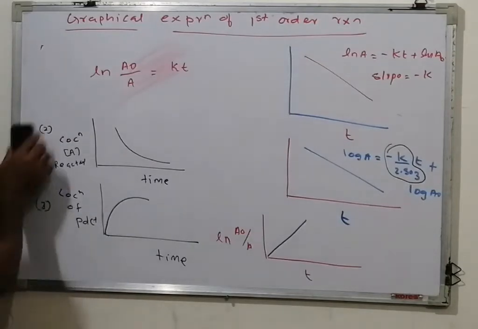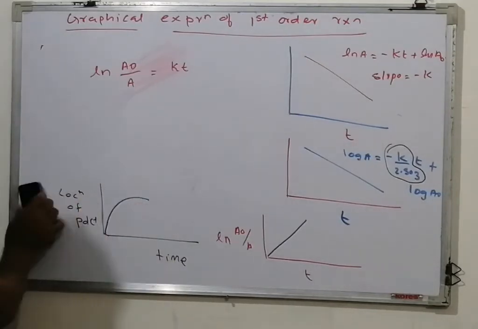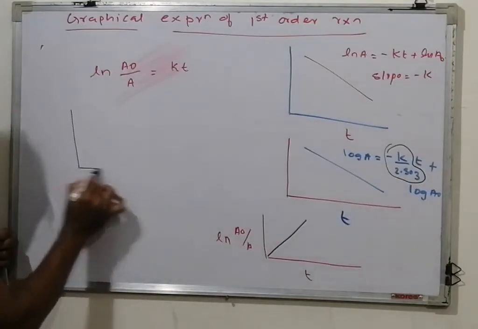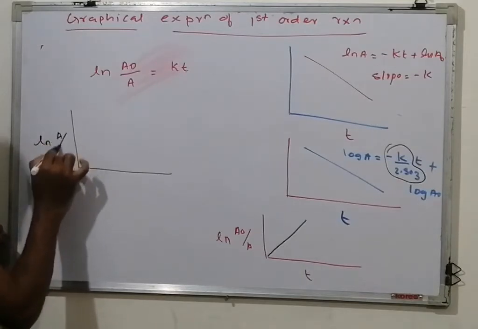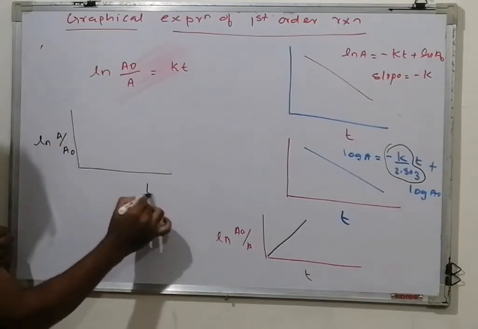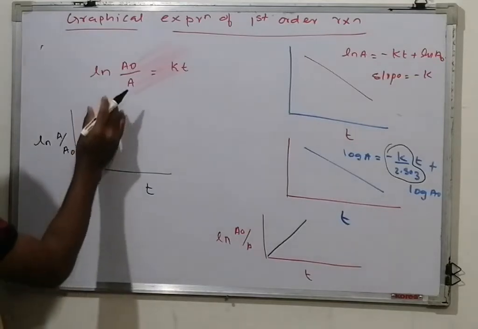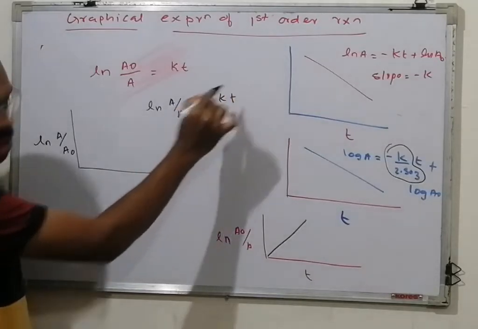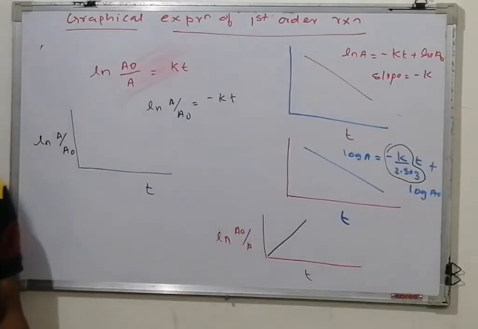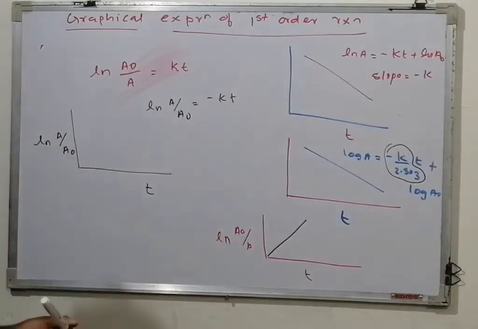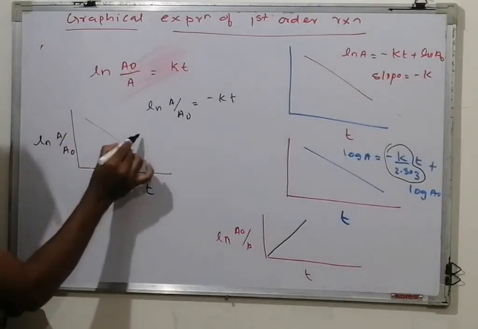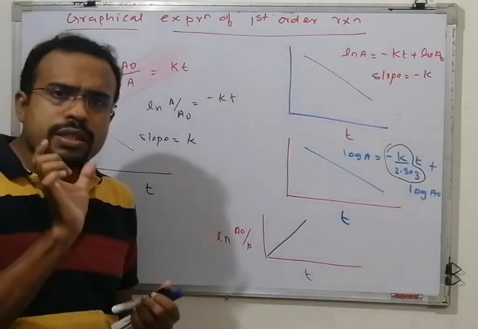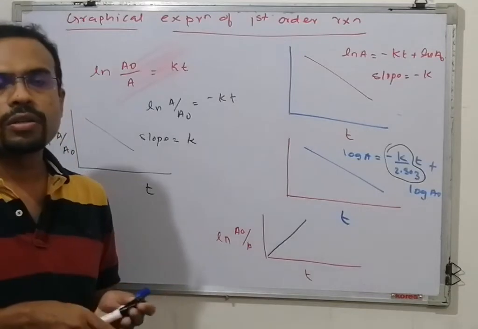Now the last graph. Suppose you have a graph like this. Ln A by A0 versus t graph. How will that be? Ln A by A0 will be minus kt. Am I correct? It will be minus kt. Therefore, the graph will be like this. Slope is minus k.